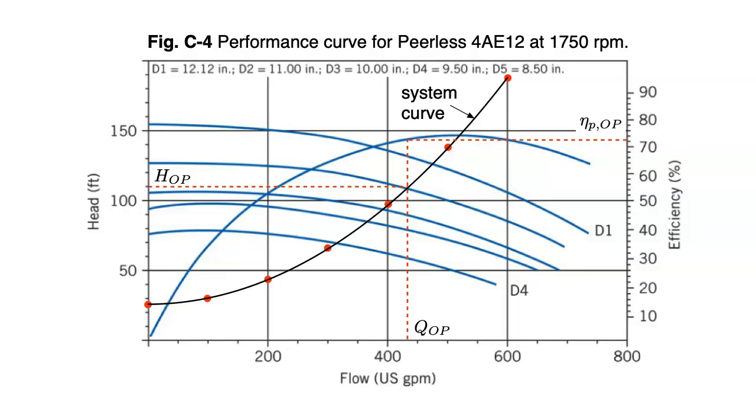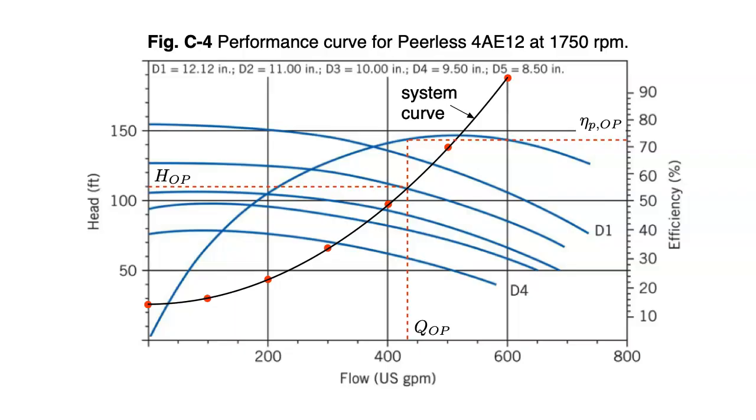Now, we plot this system curve on top of the manufacturer's pump curves for the Peerless 4AE12 pump family operating at 1750 RPM, as shown. The operating point for each of the pumps will be where the pump curve and system curve intersect. Since we need a pump that can deliver at least 400 gallons per minute, we must select either the 11-inch or the 12.12-inch diameter pump.